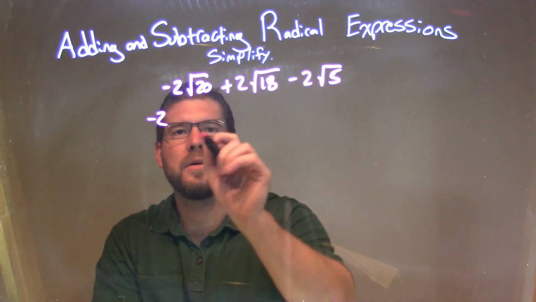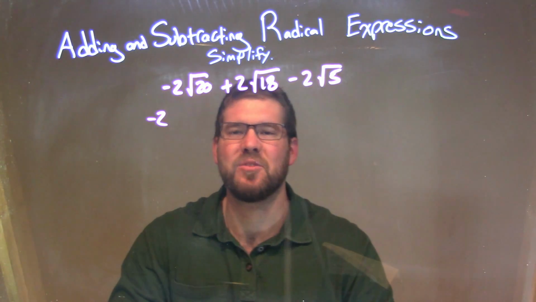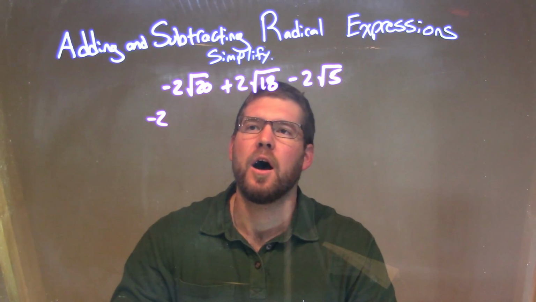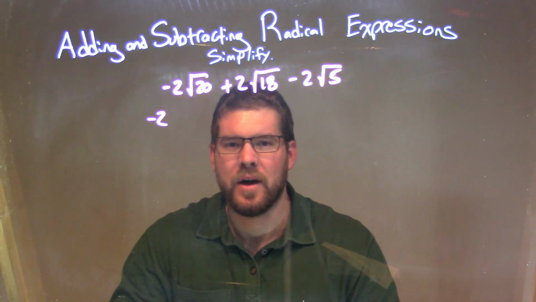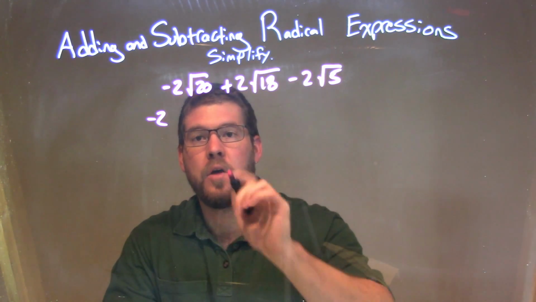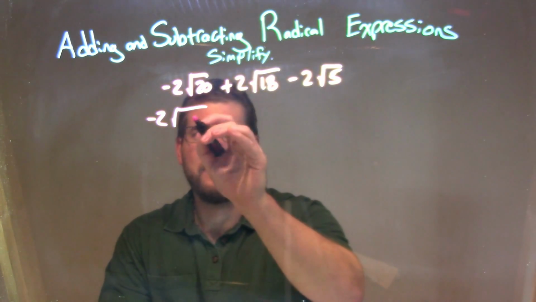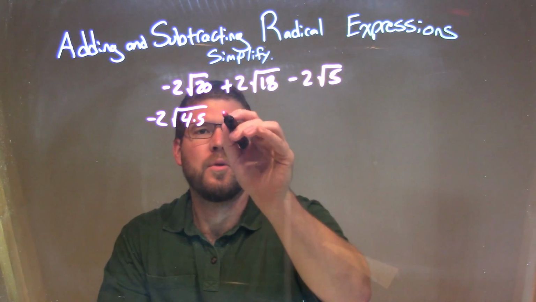So we have the negative 2 here, and the 20, I know I can break down to be 4 times 5. I know I can do 2 and 10, and 1 and 20, but 4 times 5, the reason why I'm choosing that is I know I can take the square root of 4 just evenly, so we have 4 times 5 right there instead of 20.